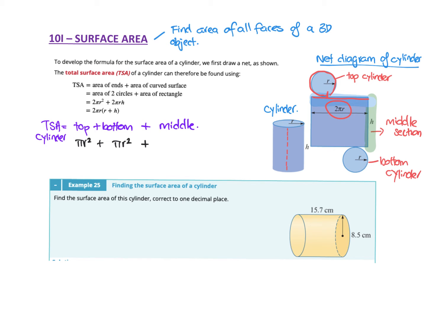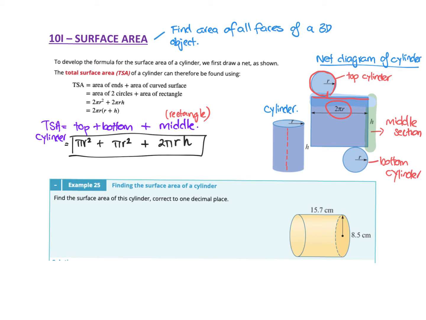So the middle bit is actually a rectangle. How do you find the area of a rectangle? Good, you do length times width. We're going to say the width is the circumference, and the length is the height. So here you've got a formula for the total surface area of a cylinder.